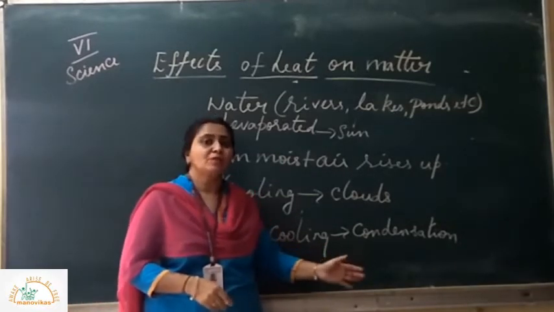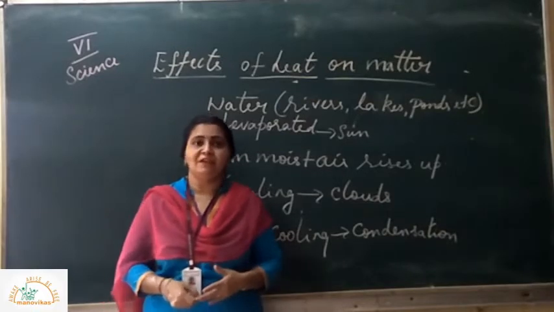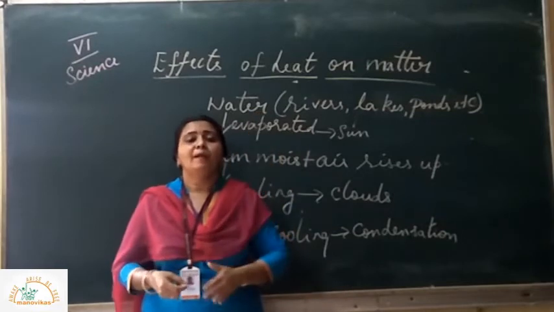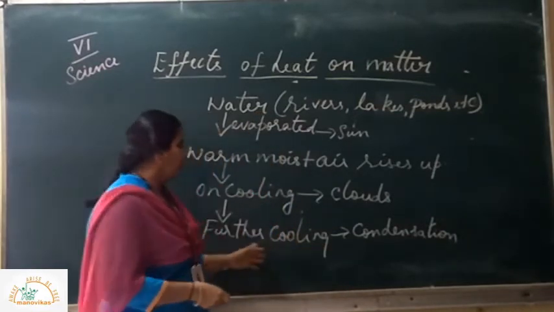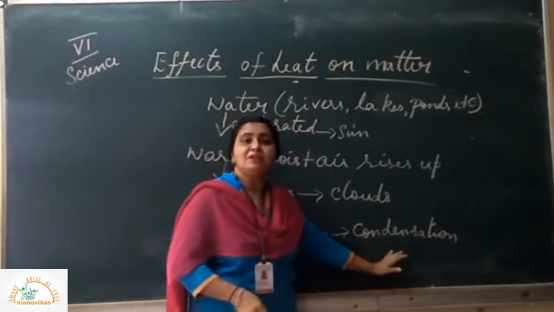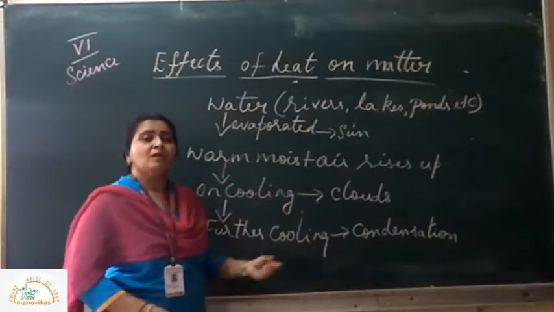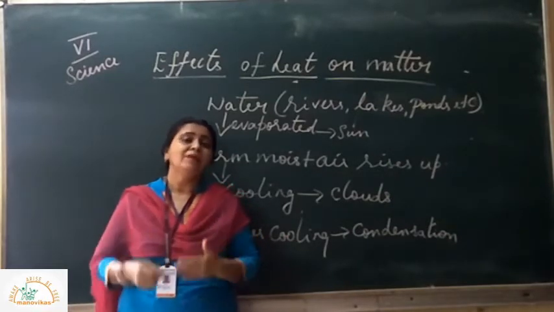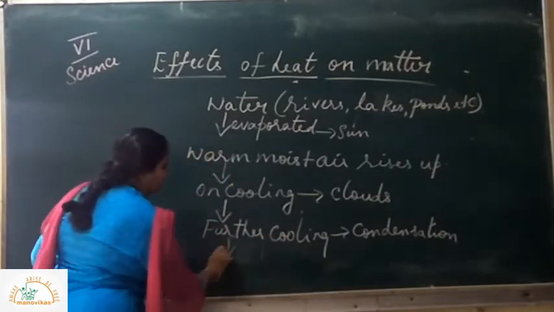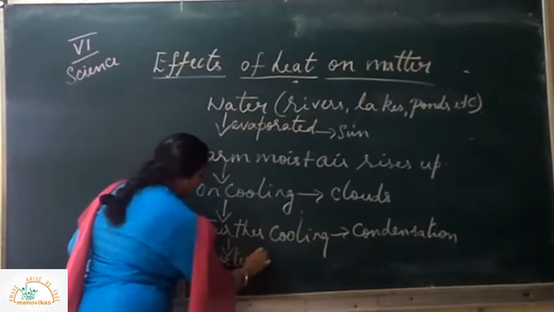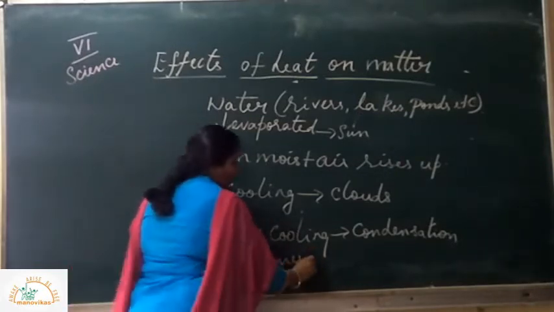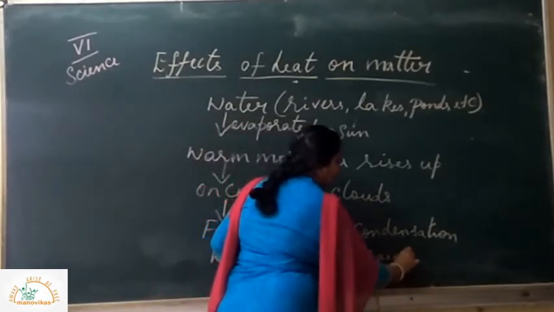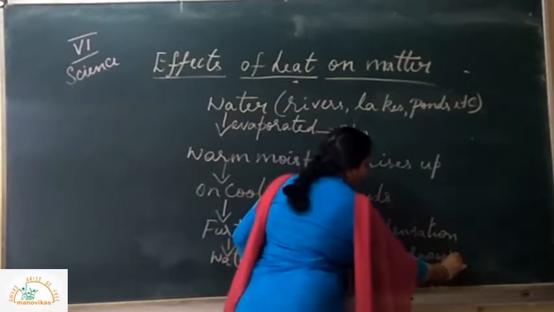Condensation means, we all know, right? What is condensation? Condensation means the vapor cools and turns back into water. So on further cooling, condensation takes place. Then the water comes back, so here water comes down in the form of rain, snow, hail.